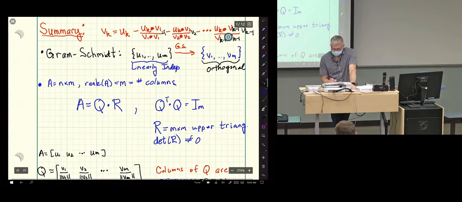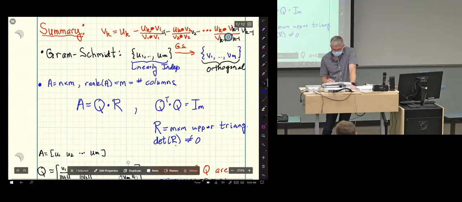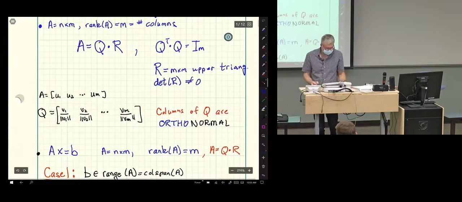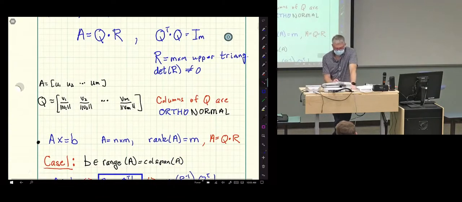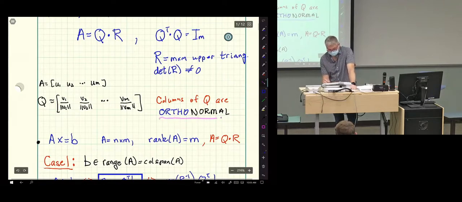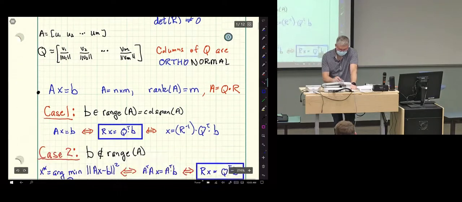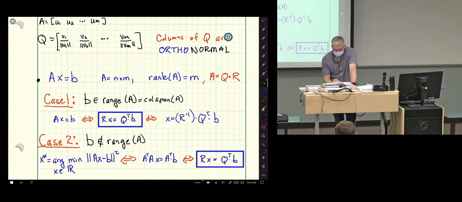In fact, when A is square, the determinant is non-zero always, and if A is square, then the determinant of R is plus or minus the determinant of A. But that's a small detail we don't care too much about. Okay, so we just call the columns of A, we apply Gram-Schmidt, we normalize. These are now orthonormal vectors, and Q is an orthonormal matrix. And then we can use this for solving Ax equals b when the columns of A are linearly independent, so the rank is full.